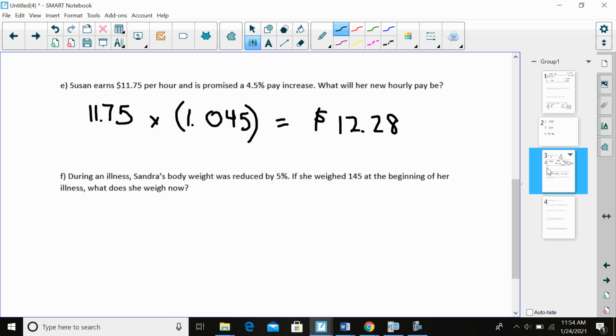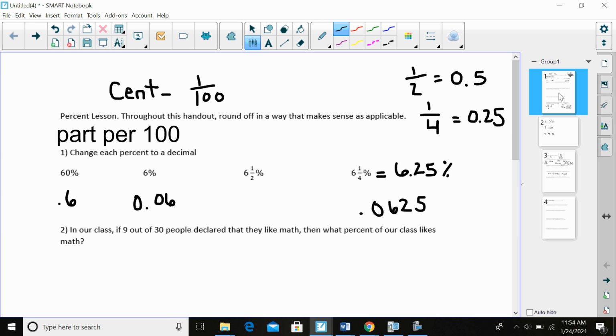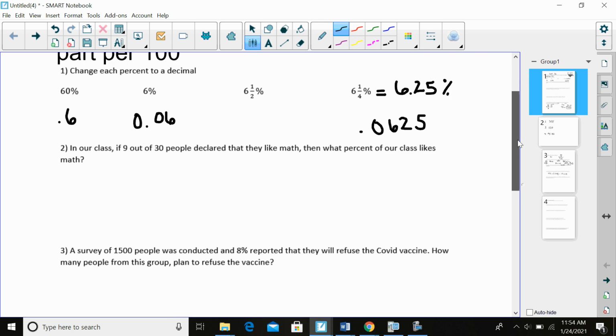I'm going to leave the rest of these exercises for homework. If you got 2 through 4 correct, stop the video, you're done. Otherwise, let me go over 2 through 4 with you.